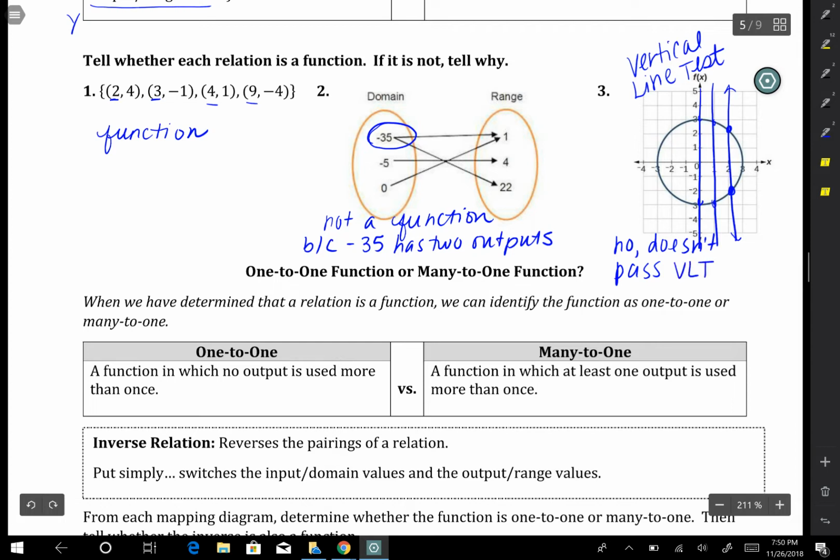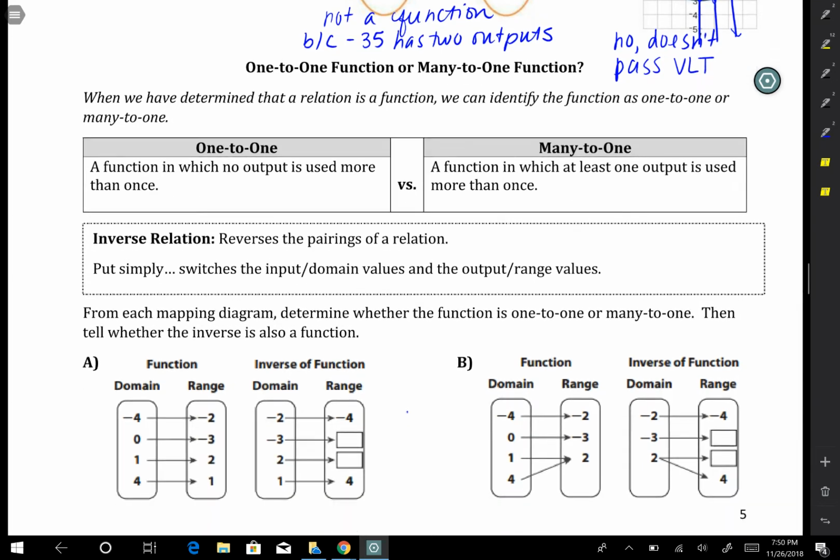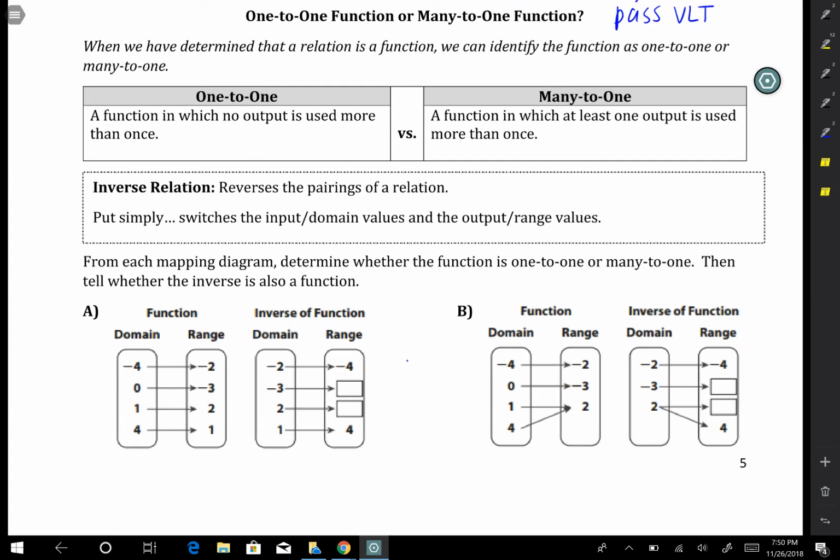Once we figure out a relation is a function, we need to determine whether it's a one-to-one function or a many-to-one function. A one-to-one function is a function in which no output is used more than once. And a many-to-one function is a function in which at least one output is used more than once.